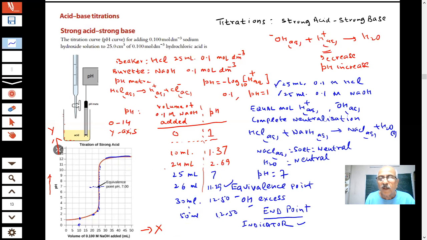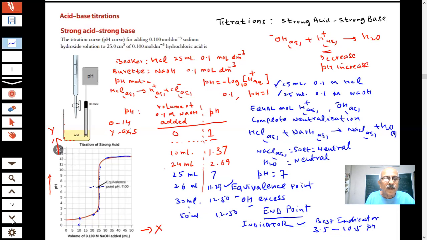During this period, the best indicators will be those which change their color from, supposing, 3.5 pH to 10.5 pH. Okay? If in this range some indicator changes its color, I can use it for this titration. Yes or no? I can use it?